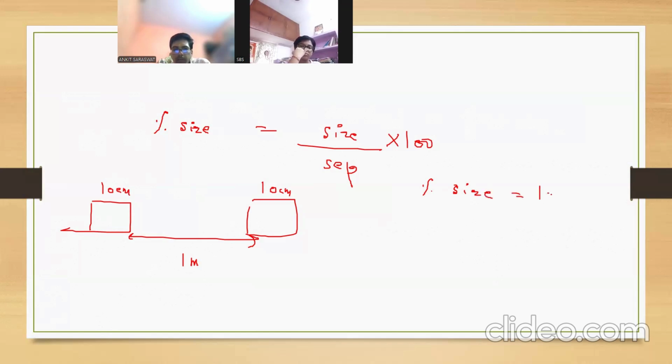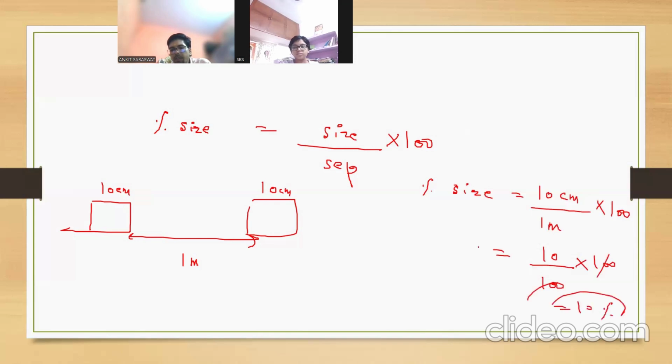So here percentage size is what? 10 centimeter by separation. Separation is how much? 1 meter. If you want percentage, then multiply by 100. Then it will be 10 by 100. It comes out to be how much? 10%. Clear? So 10% means we say 0.1 as a fraction.